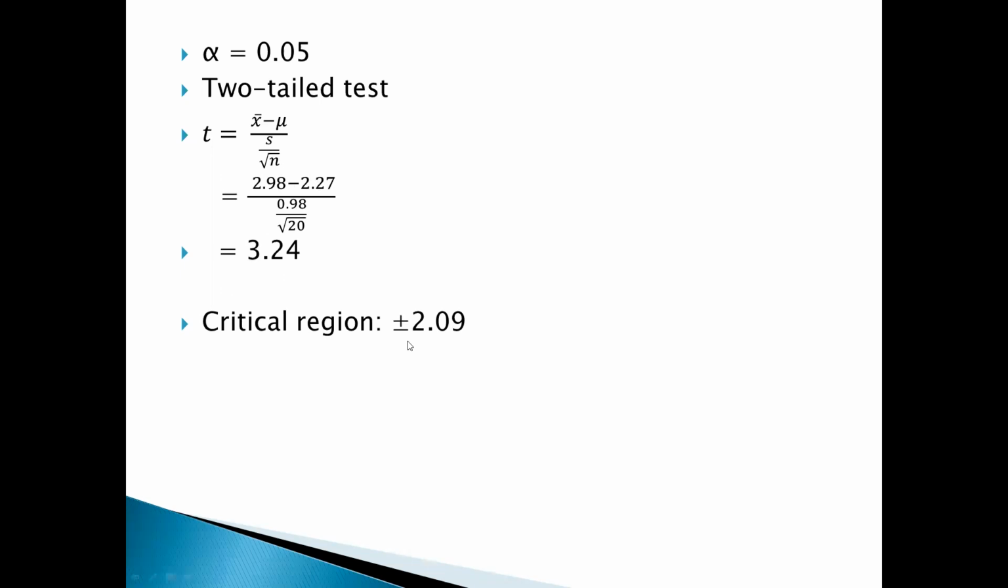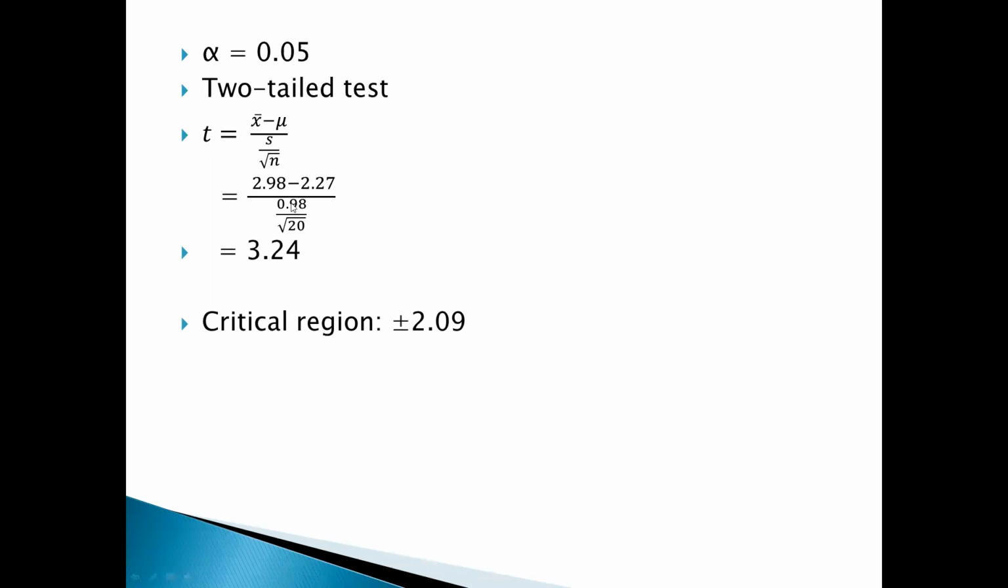And now we are using one sample t-test. Why? Because there is no population standard deviation given. So we are now using a sample standard deviation. So the sample mean is 2.98 minus population mean of 2.27, and the sample standard deviation is 0.98 over square root of n, which is the sample size, which is 20. Thus, the t-test value is 3.24. With the critical region, using the t-table, we need the df, or the degrees of freedom.